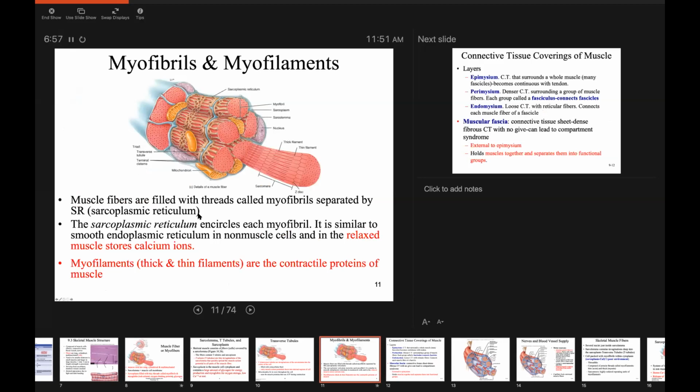The myofibrils are separated from each other by the web-like encircling of the sarcoplasmic reticulum. The sarcoplasmic reticulum then ends as dilated sacs called the terminal cisterns. So when this sarcoplasmic reticulum gets stimulated, there's a direct release of calcium.